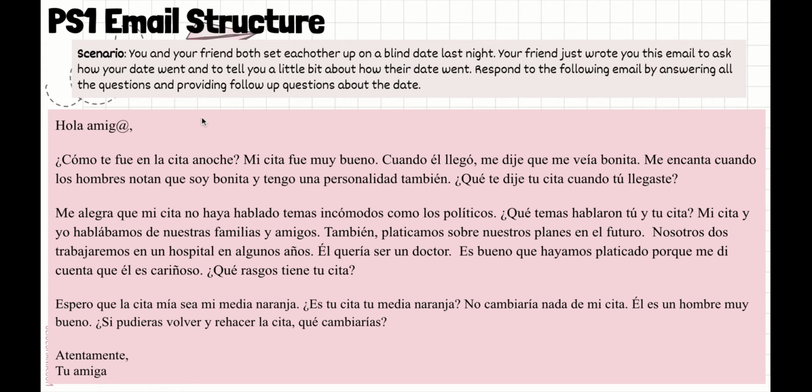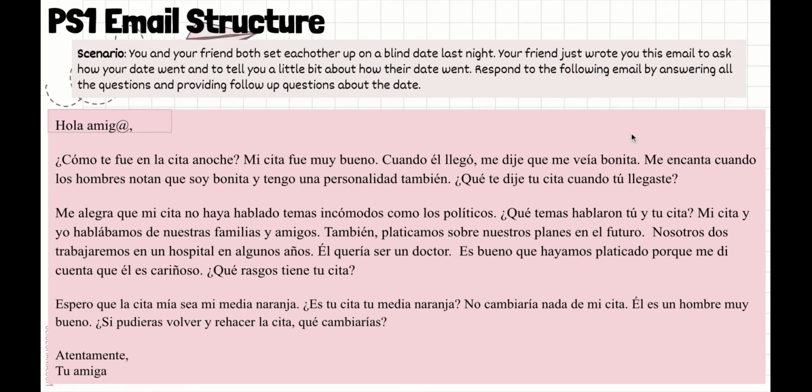So you and your friend both set each other up on a blind date last night. Your friend just wrote you this email to ask how your date went and tell you a little bit about how their date went. Respond to the following email by answering all the questions and provide follow-up questions about the date. So first thing is read through the email.